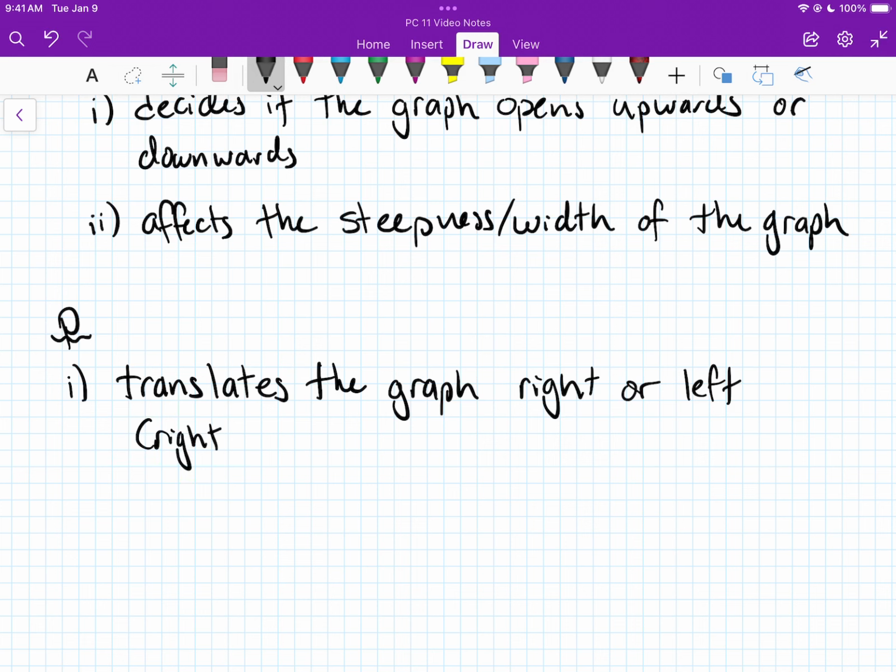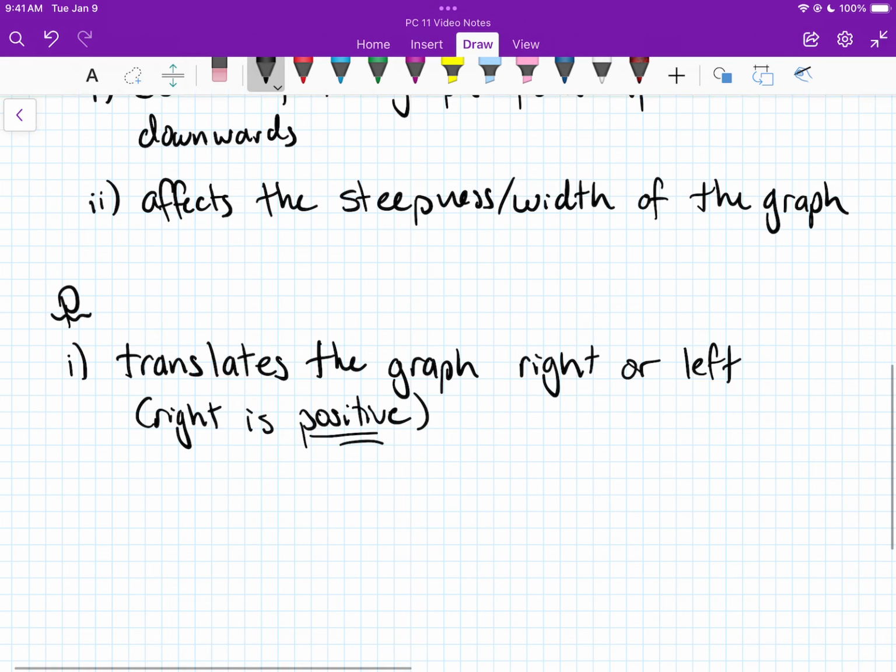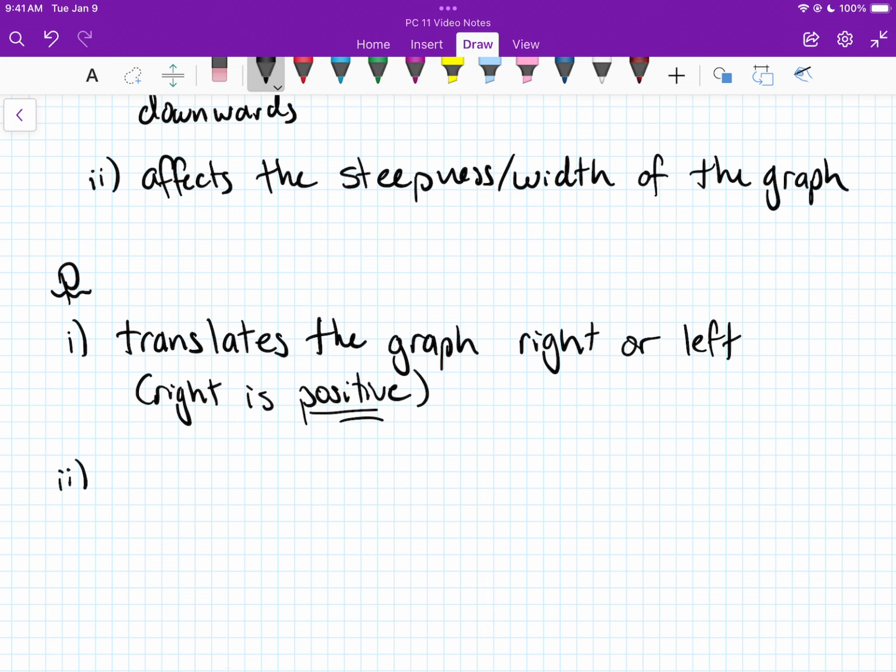So I'll write a note on that. Right is positive. You can also think of P as telling you a very specific and very helpful piece of information, which is where your vertex is. So it is the x-coordinate of the vertex.